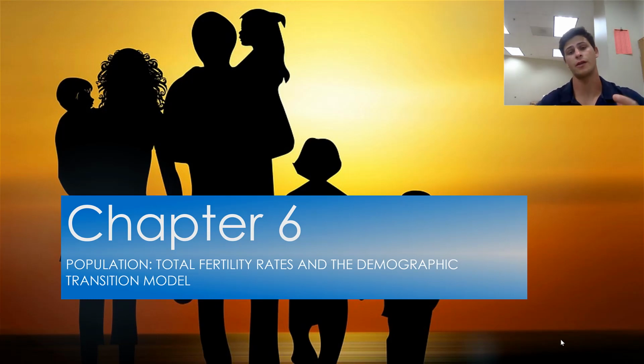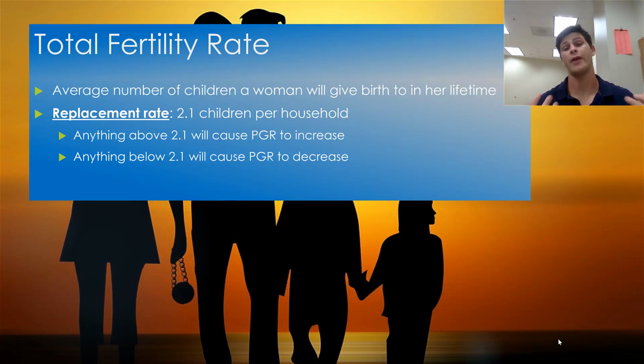Today we're going to put everything together and talk about both the total fertility rate as well as the demographic transition model. Let's take a look. Now, the total fertility rate is essentially the average number of children a woman will give birth to in her lifetime for a given population.